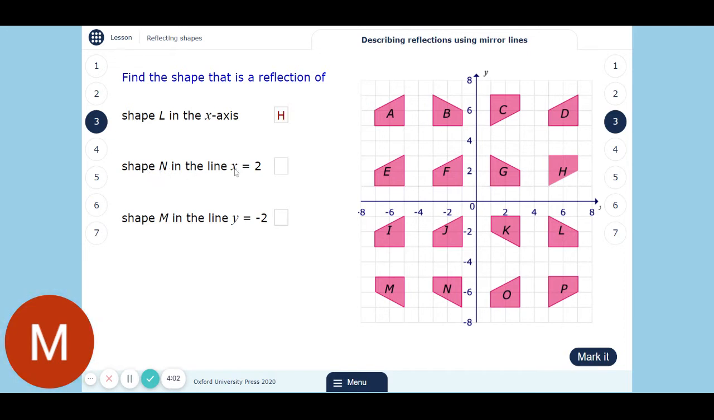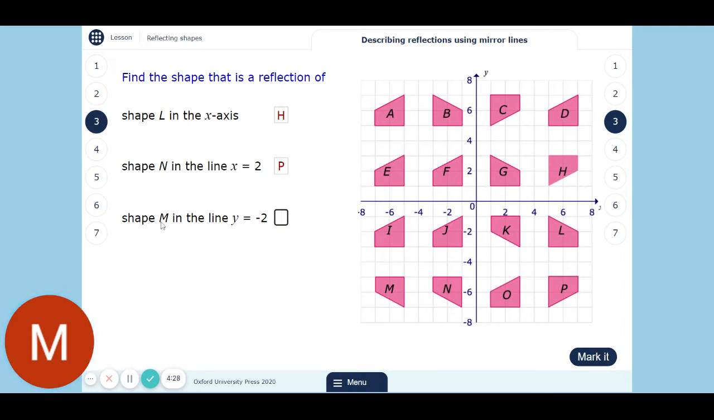Shape N in the line x equals 2. So x equals 2, remember that is going down through the x-axis at 2. So there's our mirror line, and there's shape N, and if we're going across here, well, it's not going to be O, it's going to be P, because this is 1, 2, 3 away, and that's another 3 away, so shape P.